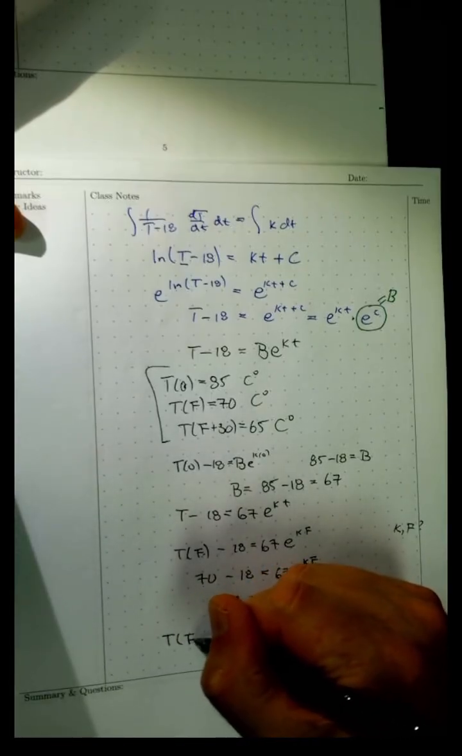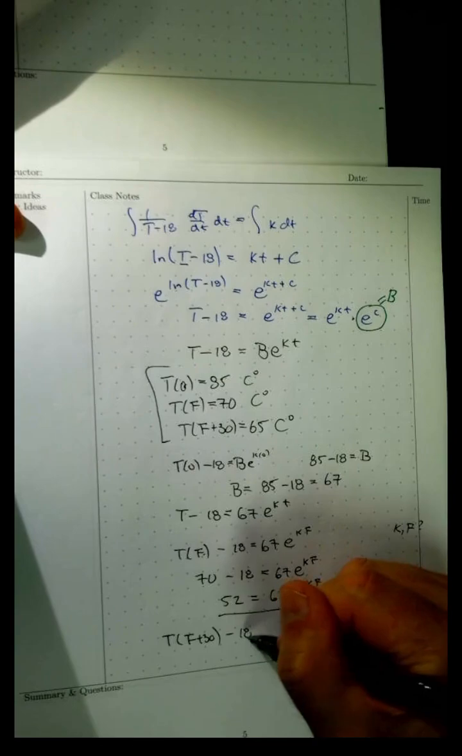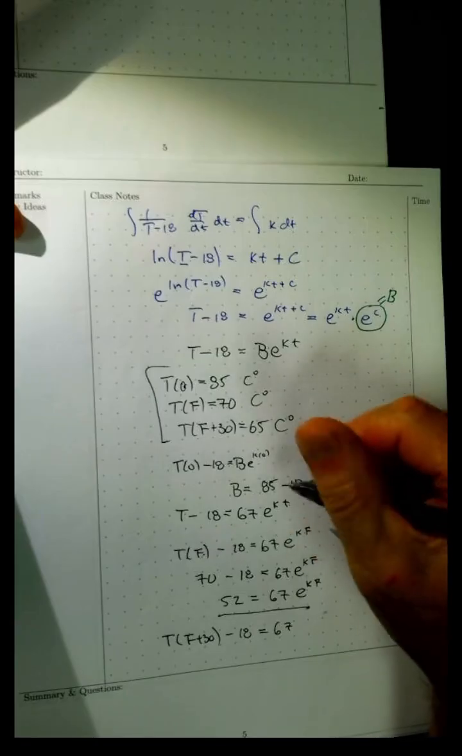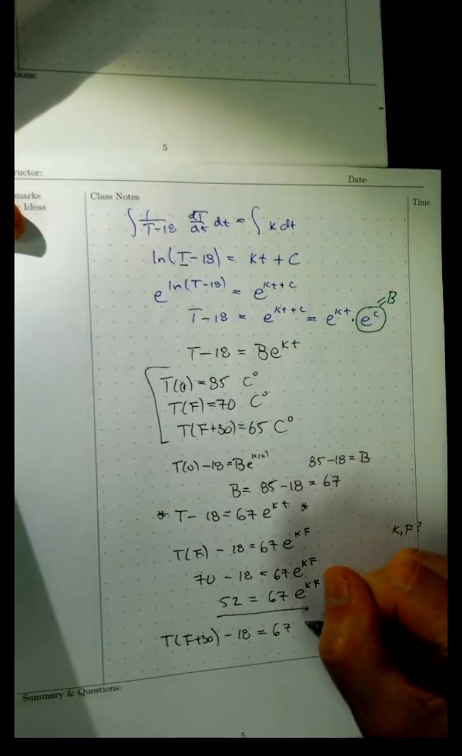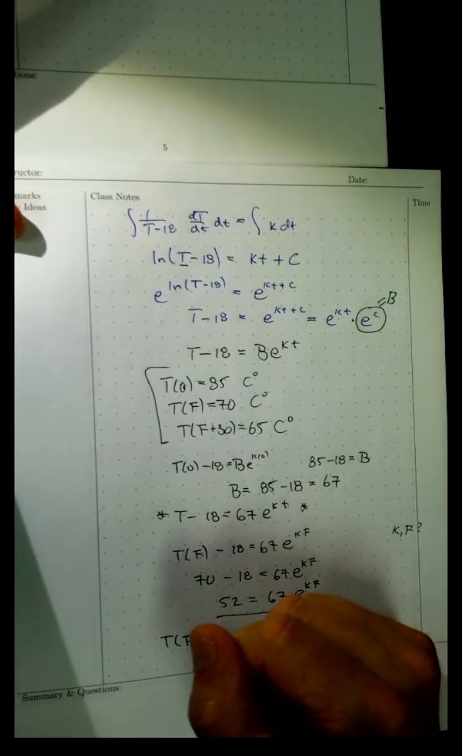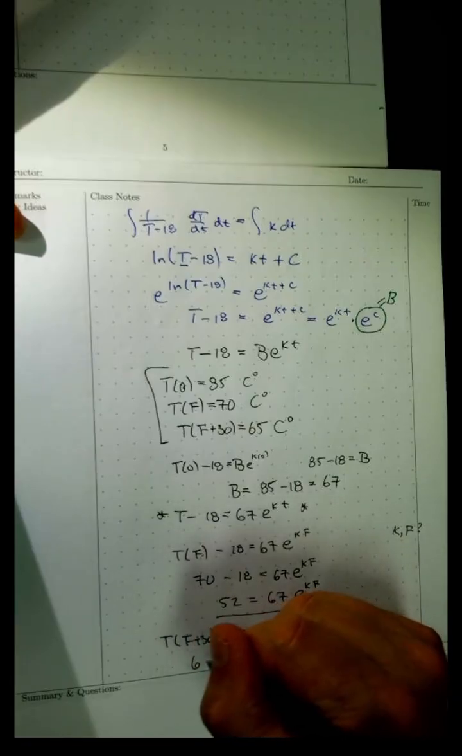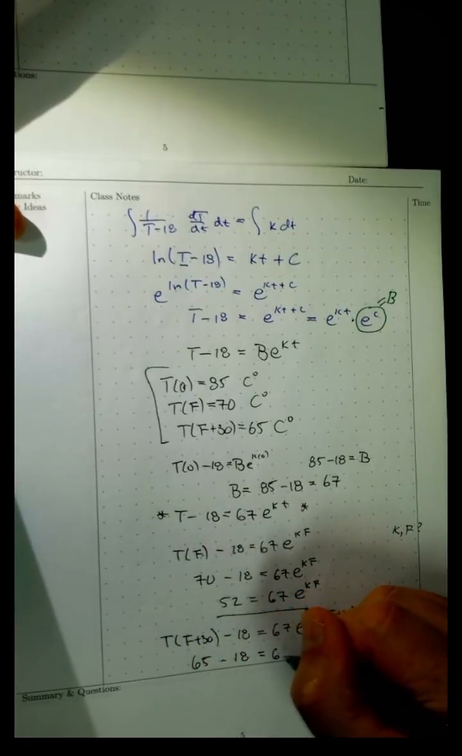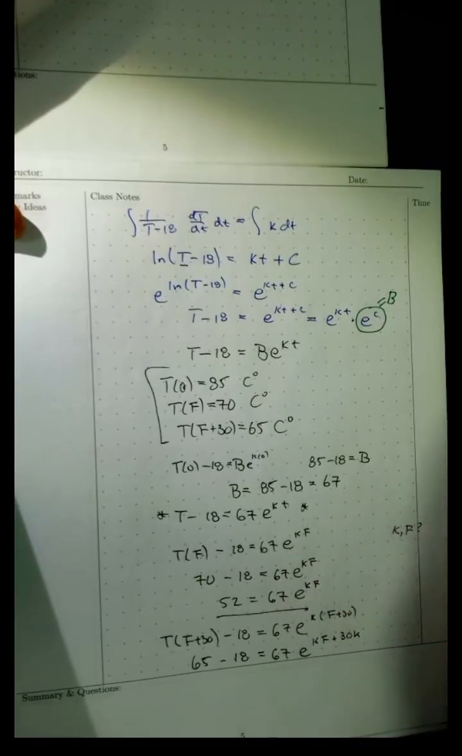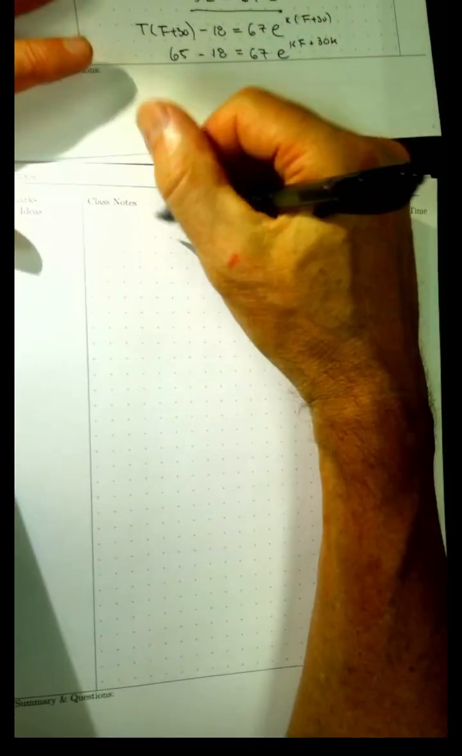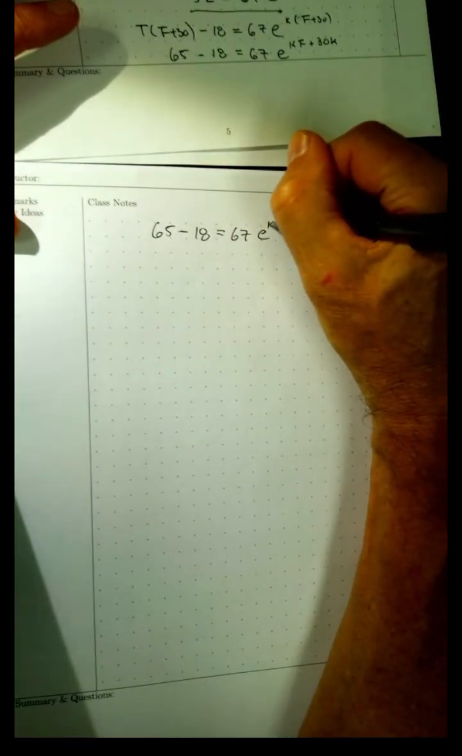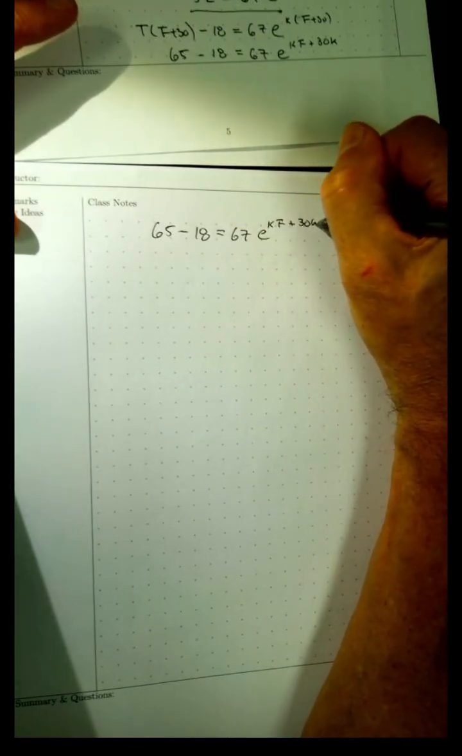And when I plug in f plus 30, so everywhere I see a t, I'm going to plug in f plus 30. So I can be careful, I'm using this equation. So it's e to the k times f plus 30. T at f plus 30 is going to be 65. That's going to be kf plus 30k. Let me rewrite all that. So I have 65 minus 18 is 67 e to the kf plus 30k.